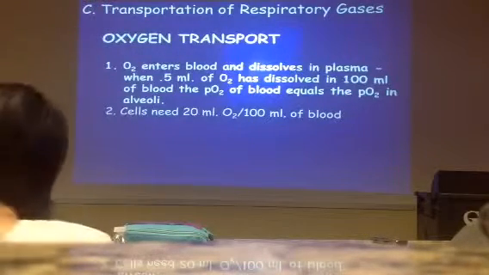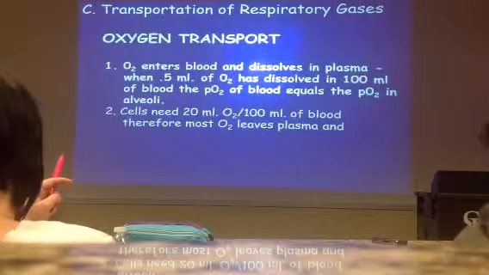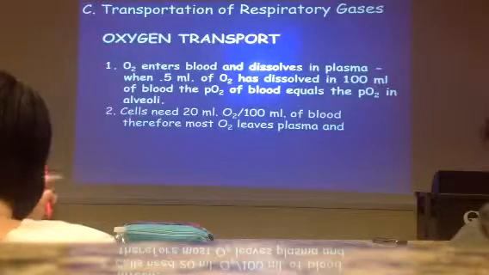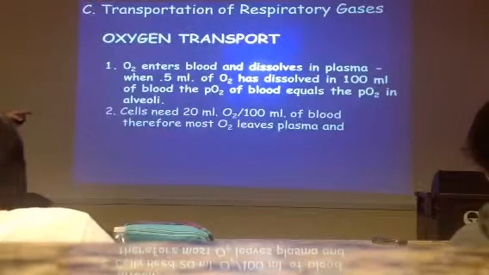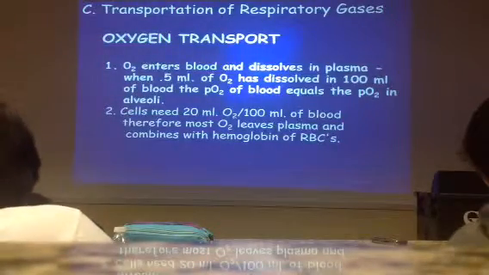Hemoglobin, all right, now watch this, everybody. Cells need oxygen. Therefore, most O2, most oxygen leaves the plasma and combines with hemoglobin of the RBCs. RBC, of course, is red blood cell.